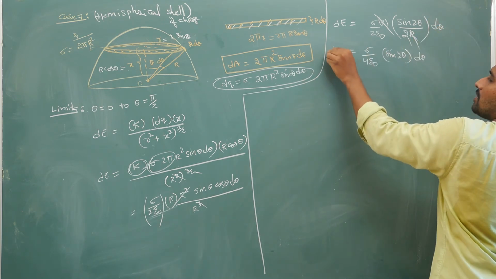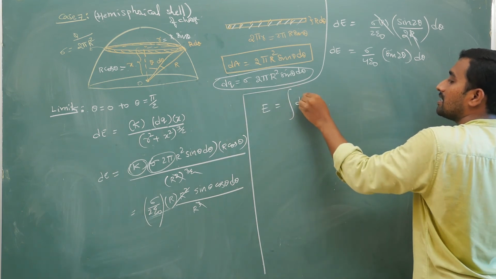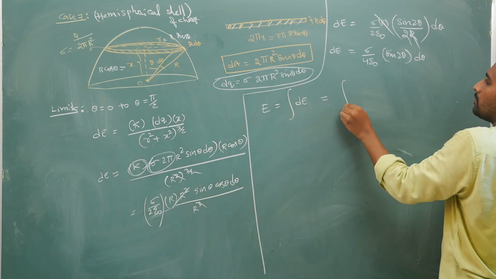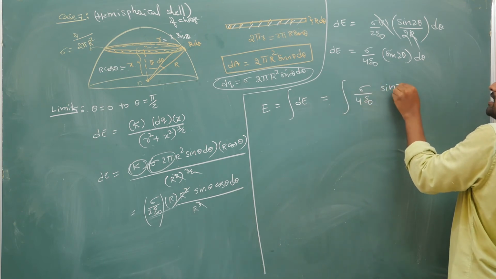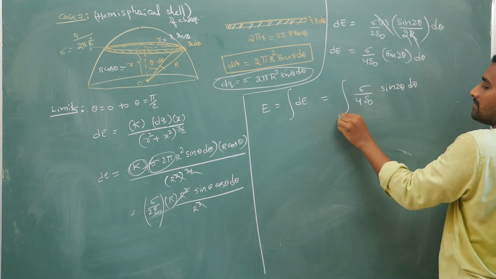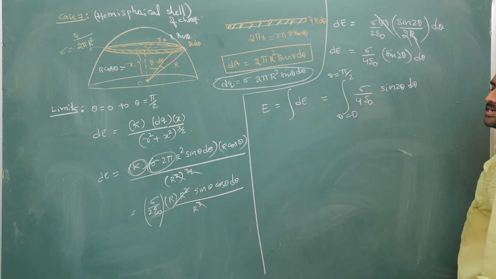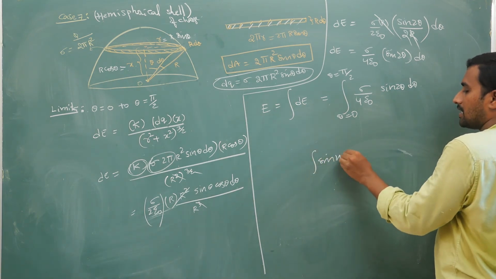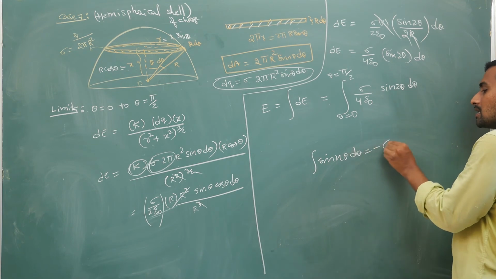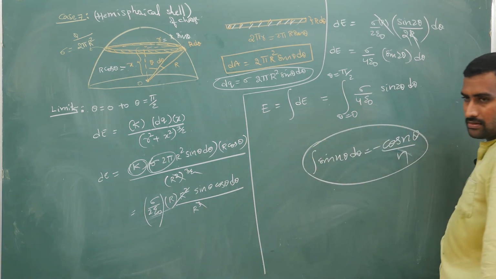So now this is your small electric field. To get the total electric field, we have to integrate this, integral dE, so that is going to be integral of sigma by 4 epsilon naught times sin 2 theta d theta from theta equal to 0 to theta equal to 90 degrees. So the integral of sin 2 theta d theta is minus cos 2 theta. We have the formula in maths, integral of sin n theta d theta is minus cos n theta by n. So this is what you have, okay.